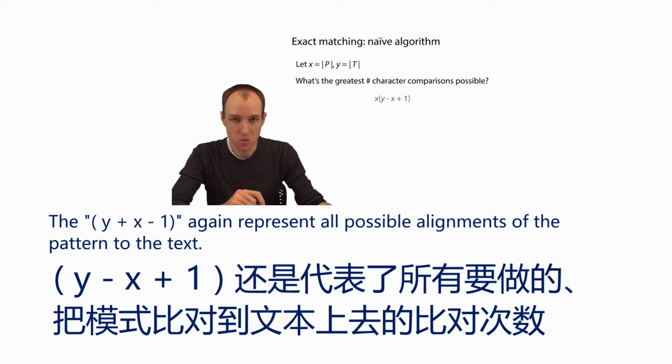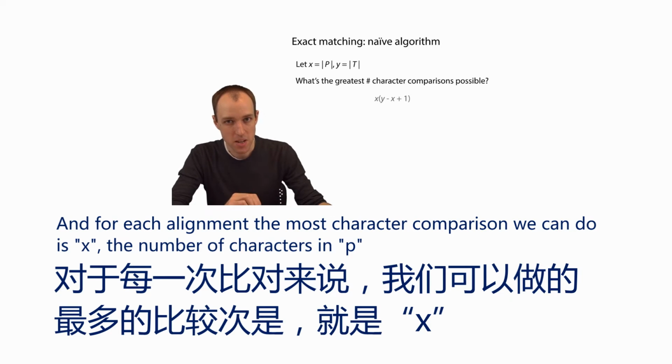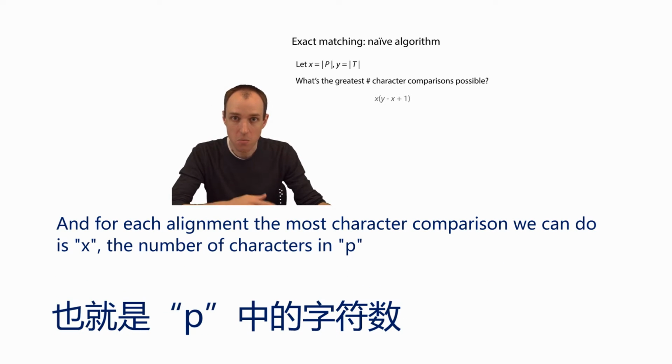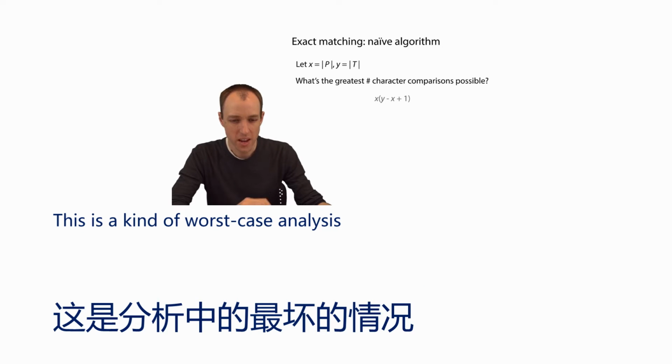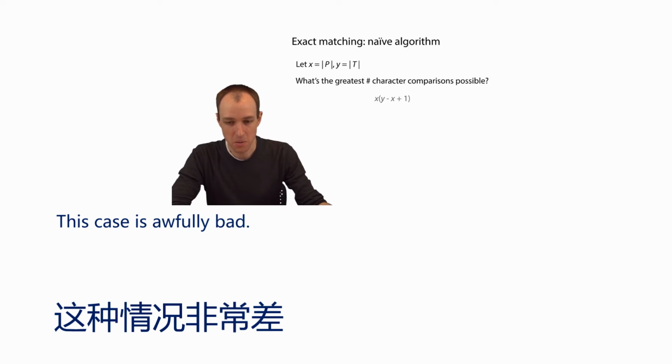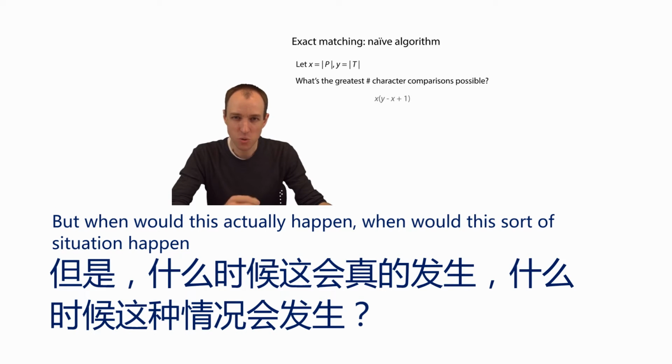The y minus x plus 1 again represents the number of possible alignments of the pattern to the text. And for each alignment, the most character comparisons we can do is x, the number of characters in P. So we take their product, x times (y minus x plus 1). This is a kind of worst case analysis, right? This case seems awfully bad, but when would it actually happen?